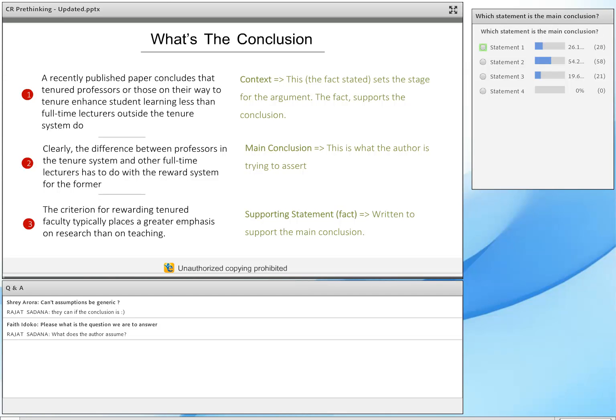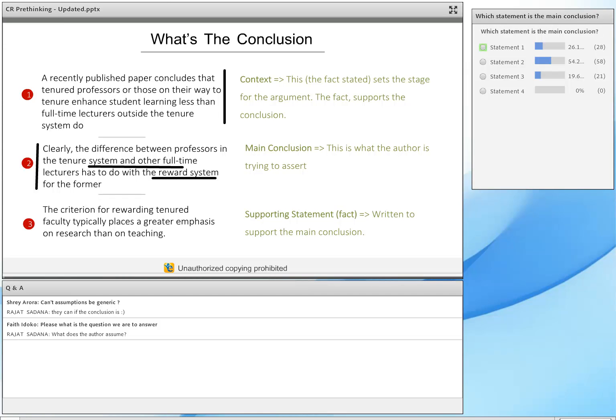Now, I want you to take a step back and understand what's happening in this argument. In this argument, the author actually completely agrees with this data point that is given. What the author is trying to do when he's making his conclusion is he's trying to figure out why this happens. And to define why this happens, the author is concluding that the difference between professors in the tenure system and other full-time lecturers, so these two entities, has to do with the reward system for the former.